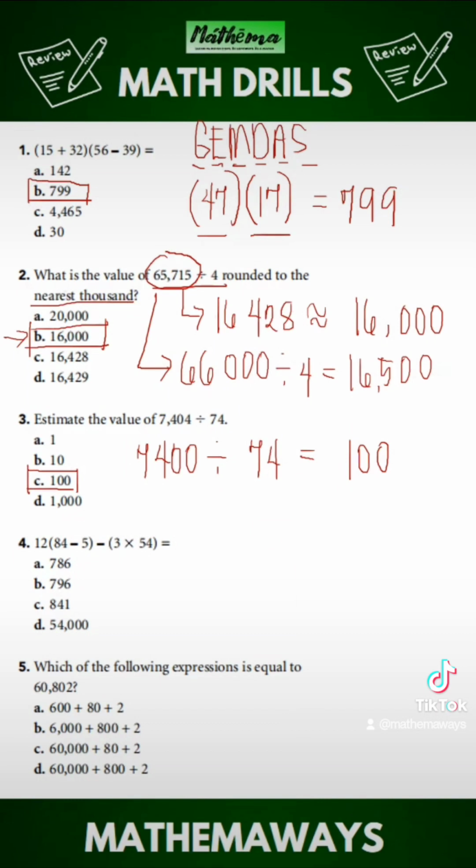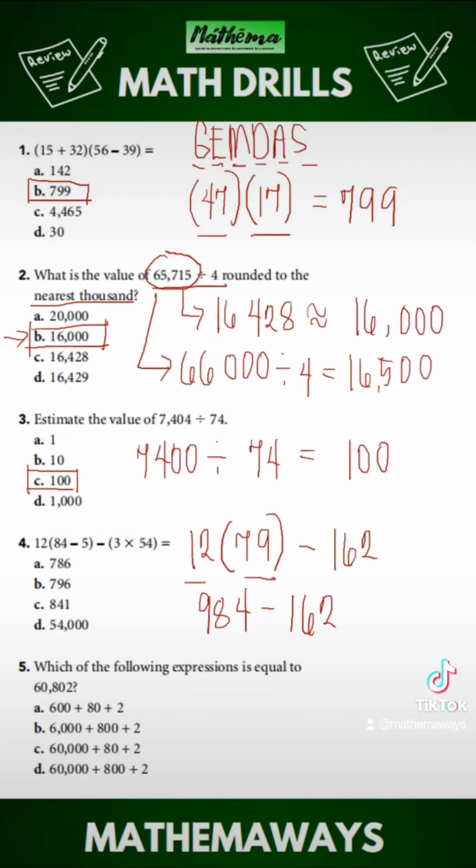Next, number 4, we have 12 (84 minus 5) minus (3 times 54). Using the order of operations, we'll be computing first the quantities within each parenthesis. So we'll have 12 times 79, since 84 minus 5 is equal to 79, minus 3 times 54, that is equal to 162. 12 times 79, that is 948, minus 162, which is equal to 786. Letter A. Answer for number 4, A, 786.